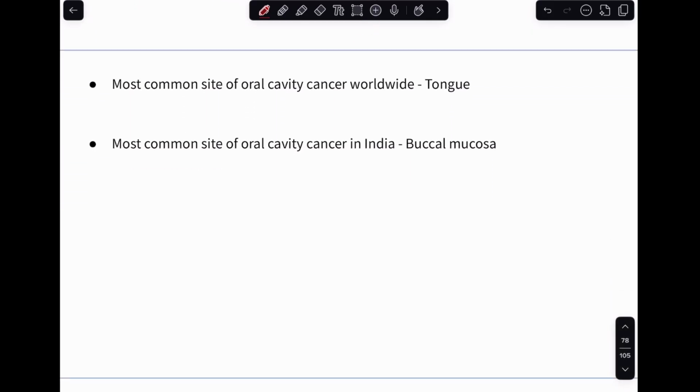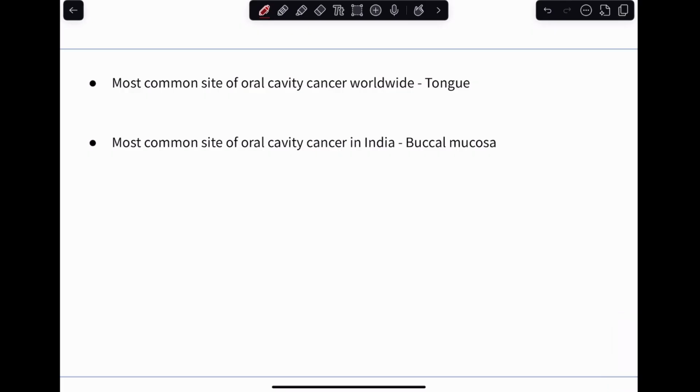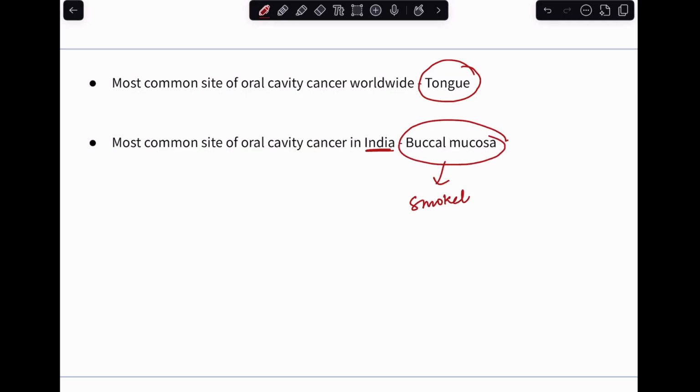Some MCQ questions over here. What is the most common site of oral cavity cancer worldwide? That would be tongue. And the most common site of oral cavity cancer in India is the buccal mucosa, and this is primarily because of smokeless tobacco. When tobacco is used in the form of quid or kheni or gutka, where they put this tobacco in the gingivobuccal sulcus, it predisposes them to having buccal mucosa cancer more than tongue carcinoma.